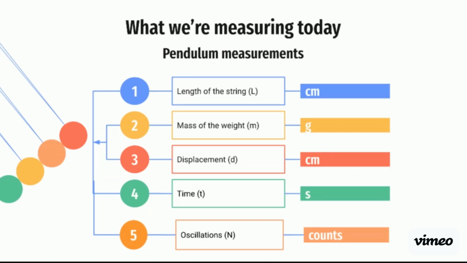So here are some of the things that we're measuring today. We're measuring the length of the string, the mass of the weight that we're hanging from the pendulum, the displacement, time, and the number of oscillations.